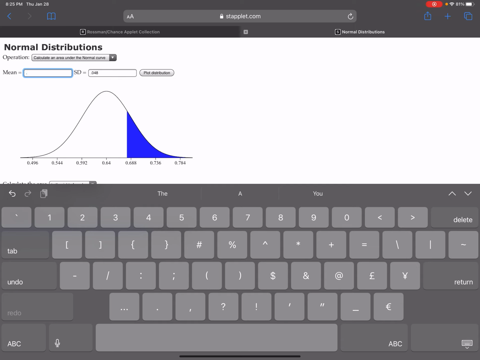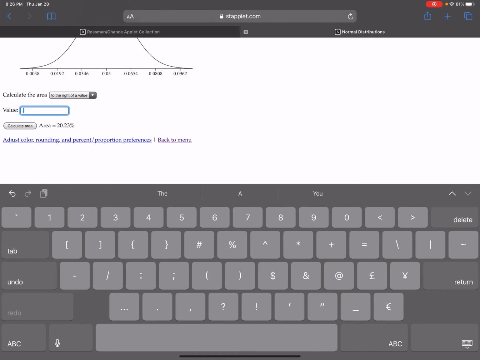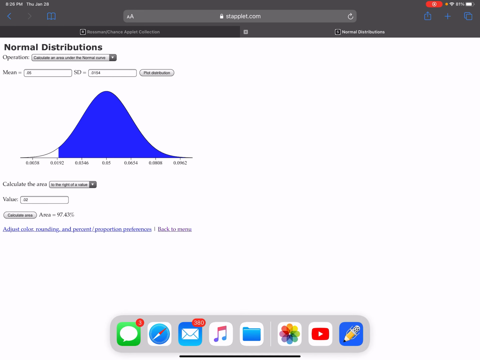My mean is 0.05. Dang it, there's already a decimal there. Crying out loud. And your standard deviation is 0.0154. Plot. And then I want the right, oh yeah, to the right. I can read. That would be 0.02. Lovely. And I get 97.43. Score!